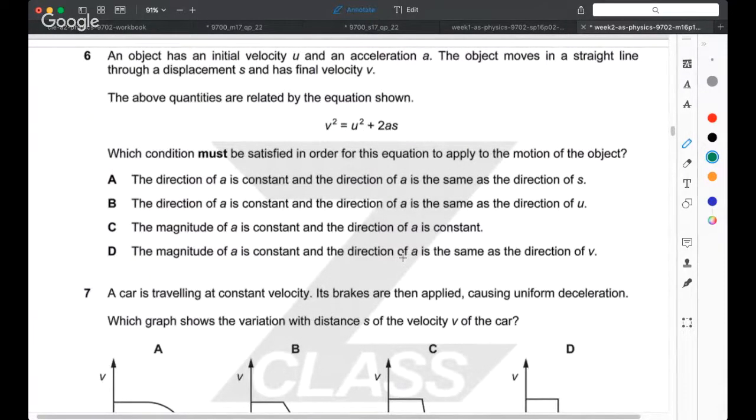An object with initial velocity u and acceleration a moves in a straight line through displacement s and has final velocity v. Which condition must be satisfied in order for this equation to apply to the motion?